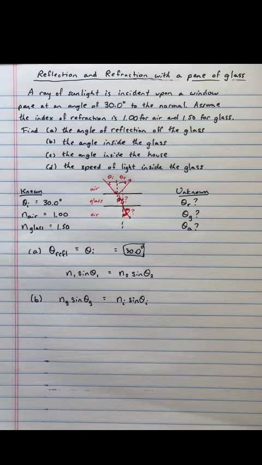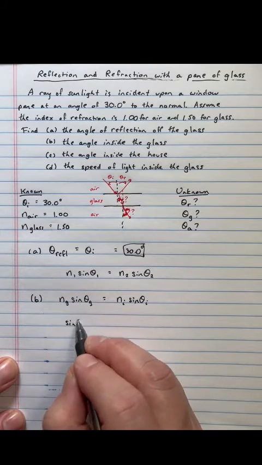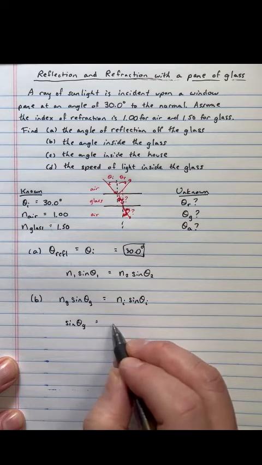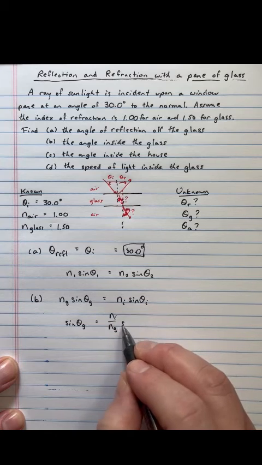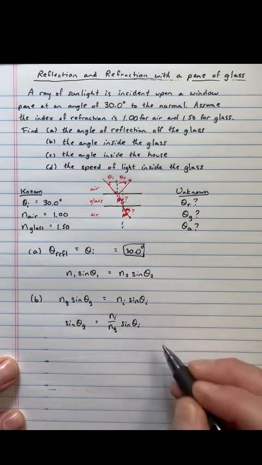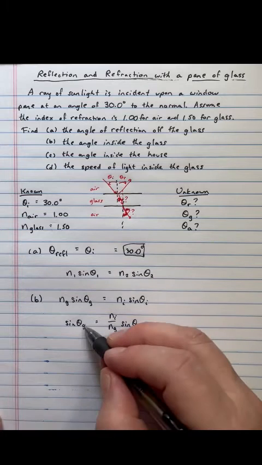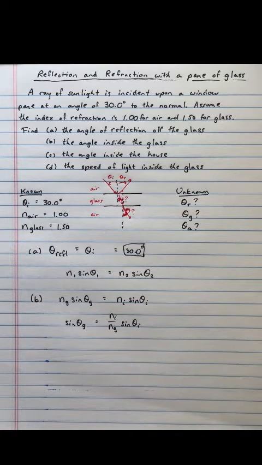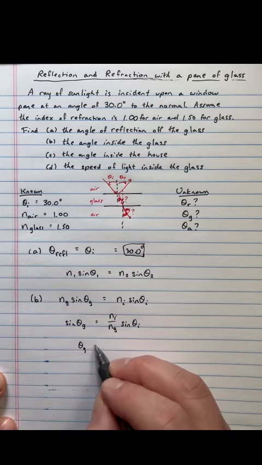Now, we already have the indices. We have the angle coming in, so we're solving for the angle going through the glass. So divide both sides by ng. And while I sometimes shorten this up occasionally to get to a solution, I do want to show this off very carefully here today. We end up with this. Now, to get an angle by itself, we take the inverse of the sine. So I take the inverse sine of the left, and I get just my angle in glass.